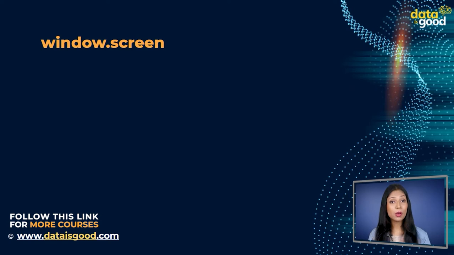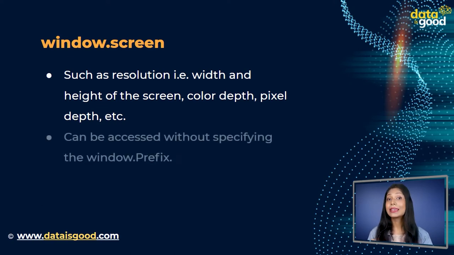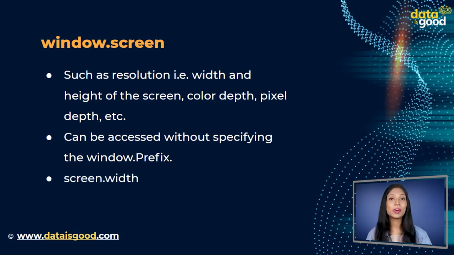The window screen object contains information about the user's screen, such as resolution, that is the width and the height of the screen, the color depth, pixel depth, and a lot more. Since the window object is at the top of the scope chain, properties of the window screen object can be accessed without specifying the window prefix. For example, window.screen.width can be written as screen.width.